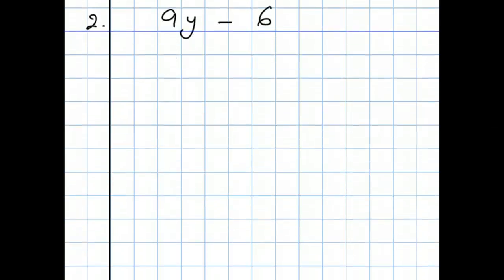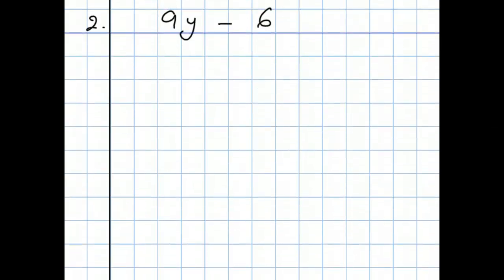What's the highest common factor of 9y and 6? Well, the answer is 3. So we put 3 outside brackets, and then what goes inside? We divide each of these by 3. 9y divided by 3 is 3y. 6 divided by 3 is 2. And there was a minus sign separating them.